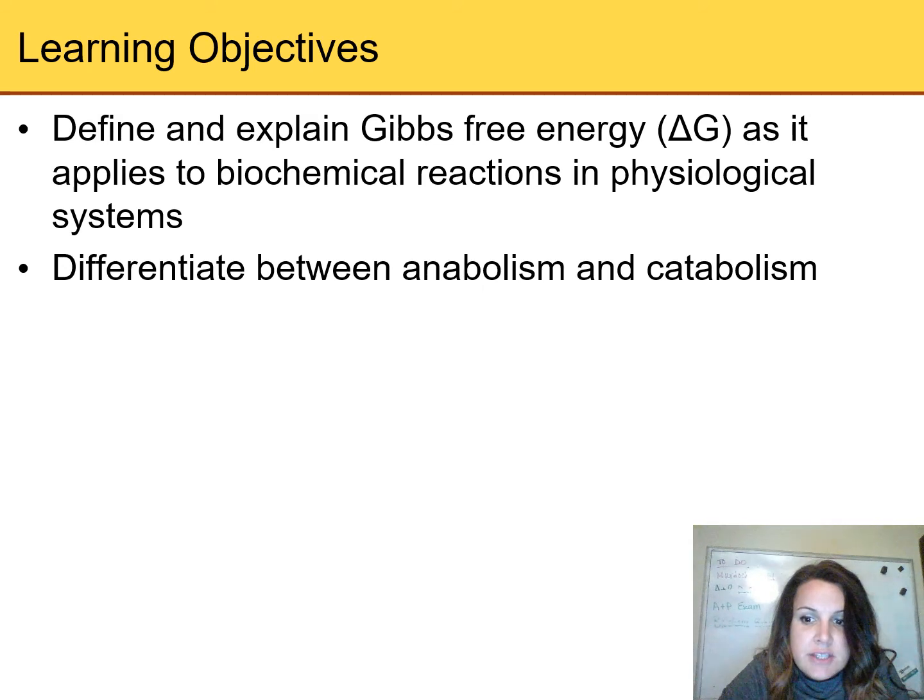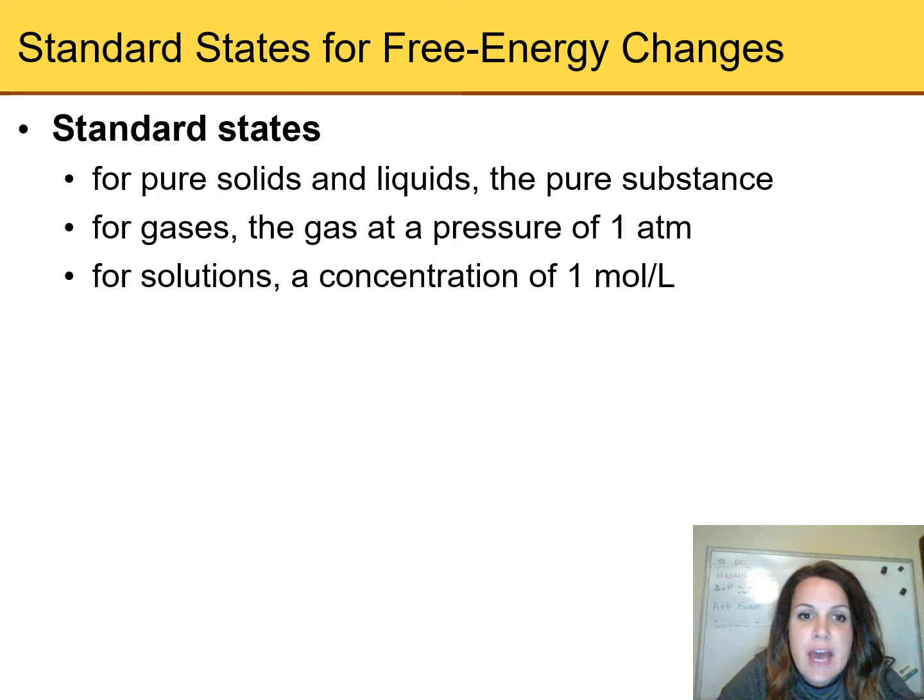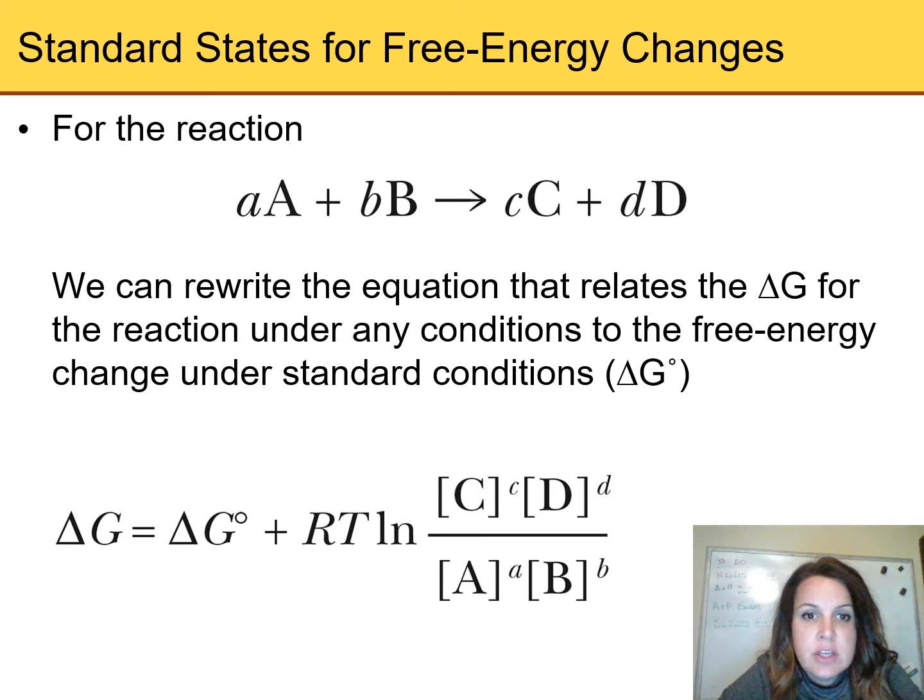Okay, so first things first, I want you to understand Gibbs free energy, and I want you to be able to differentiate between anabolism and catabolism. In doing free energy calculations, we have these standard states, and we assume that for pure solids and liquids, the substance is actually pure, that gases have a pressure of 1 atmosphere, and all solutions have a concentration of 1 mole per liter. Assuming those standard states, we can calculate the delta G, or the Gibbs free energy, for any reaction using the formula below.